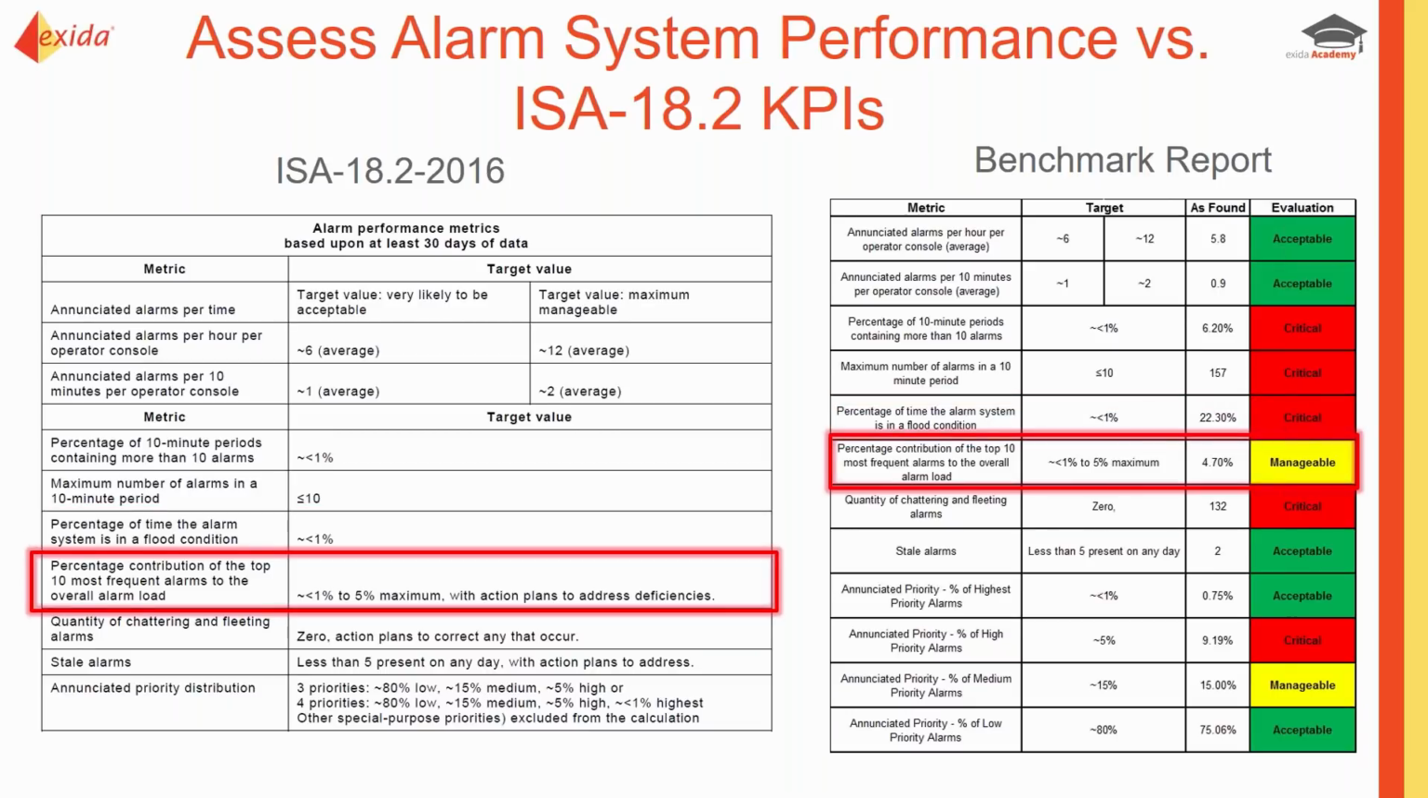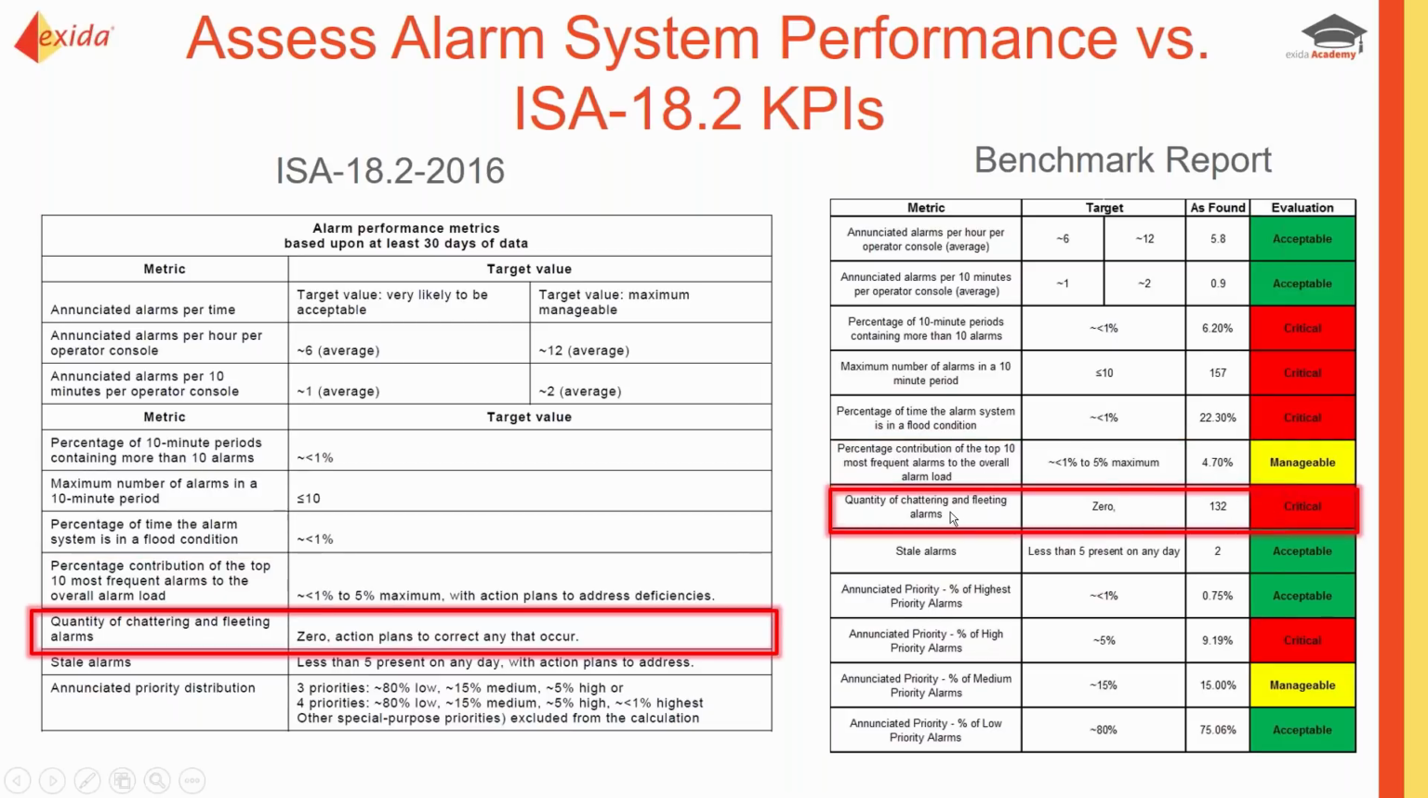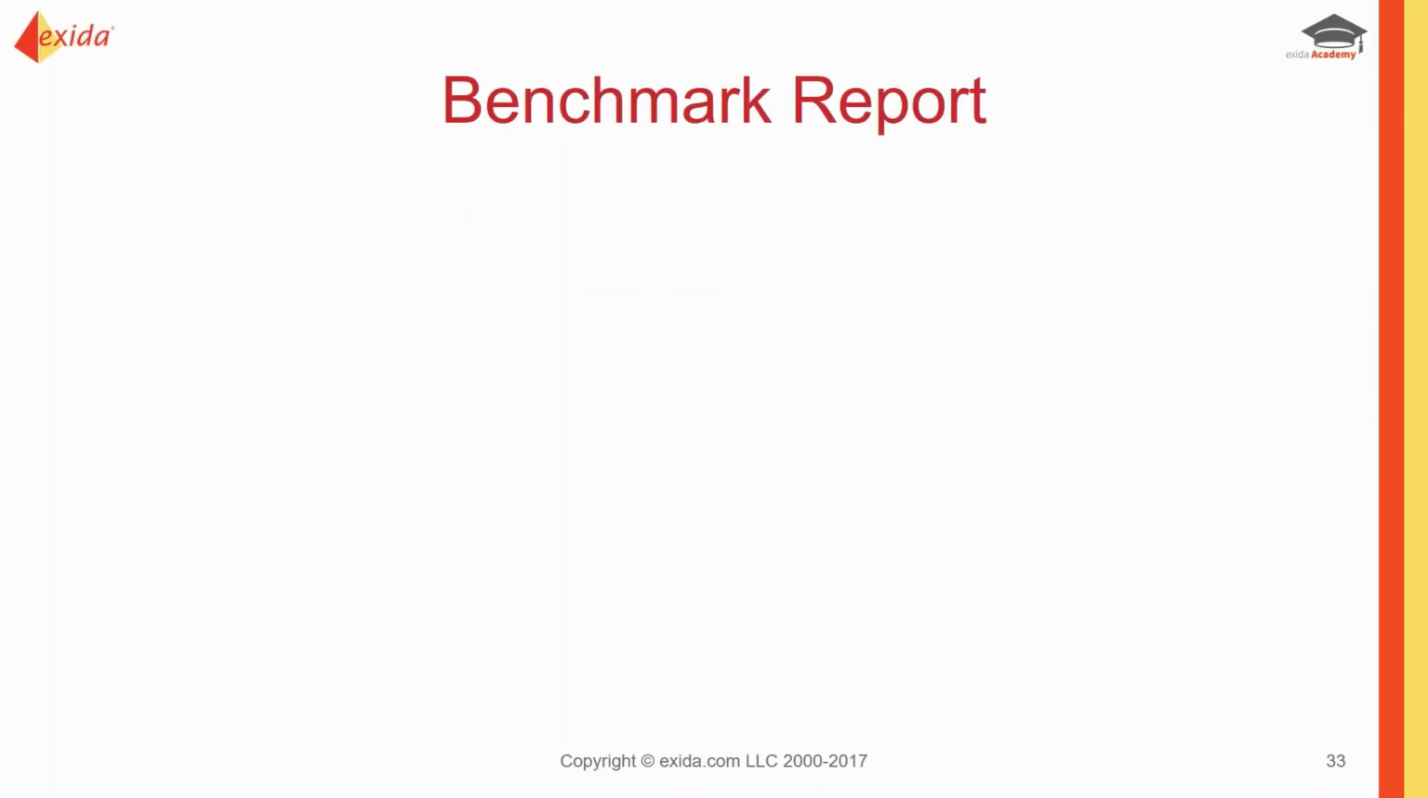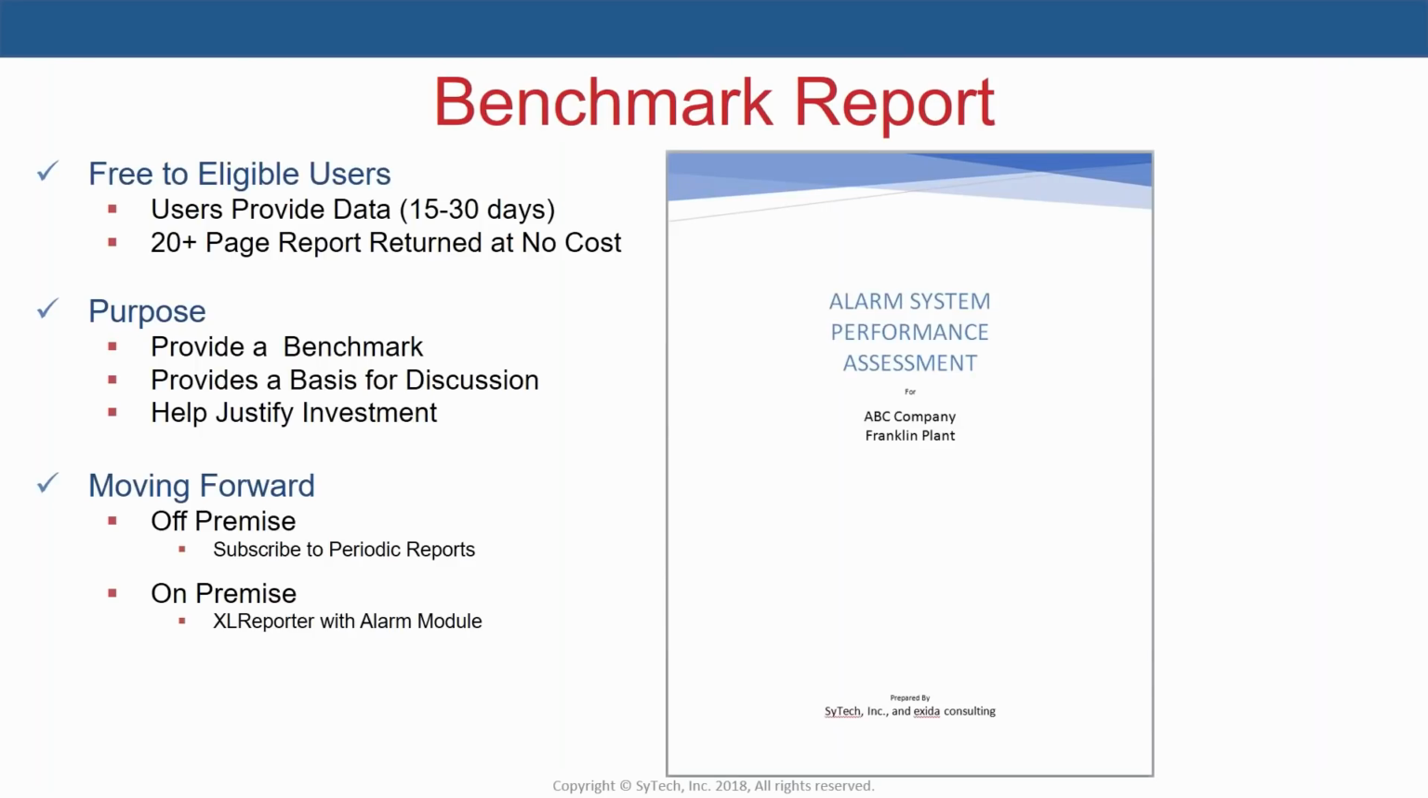So you can see it can do the actual calculations and tell you where you compare. For example, the number of chattering and fleeting alarms, we said we want that to ideally be 0. And in this example, there's 132 of them. So the idea is this benchmark report can really show you where you stand and give you quantitative proof of the performance and perhaps the need to create an alarm management improvement program. Now Peter's going to talk a little bit more about what goes into that benchmark report and the information contained.